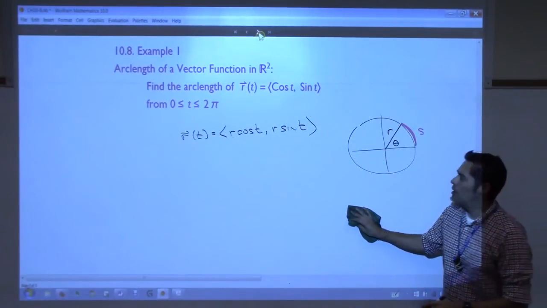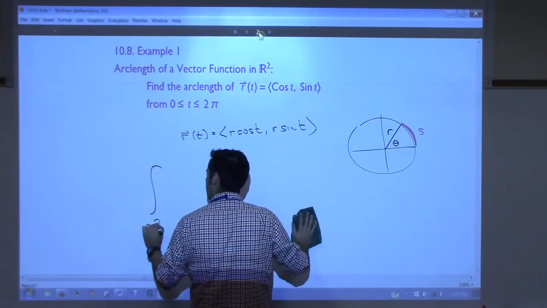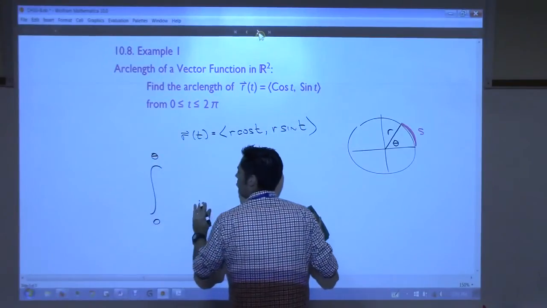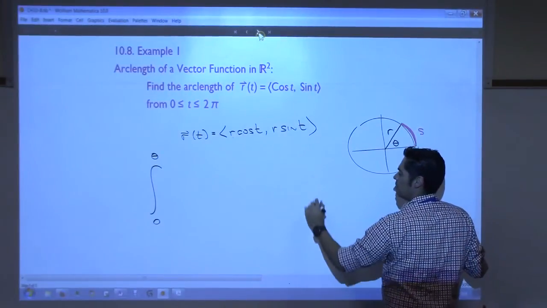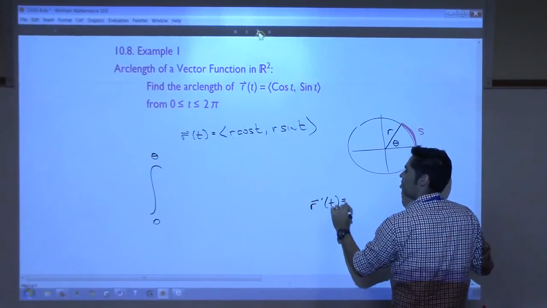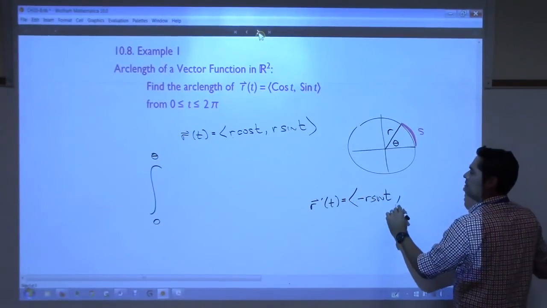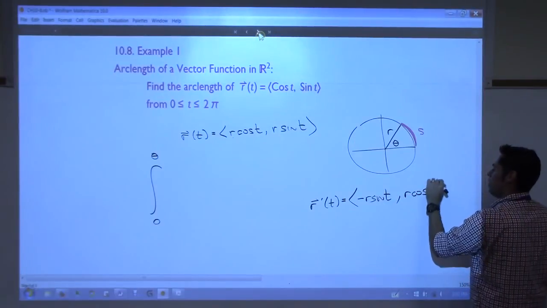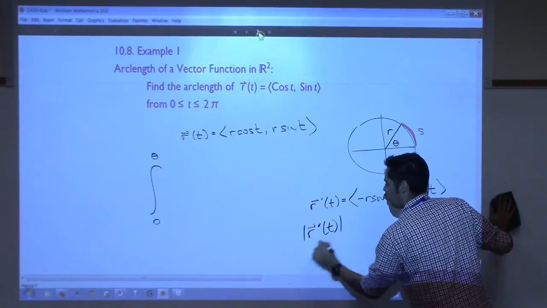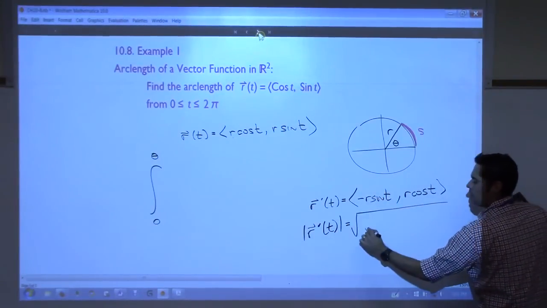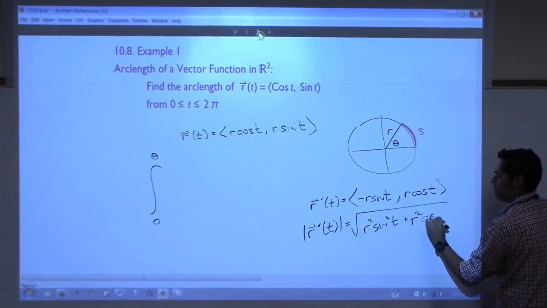Right? If I wanted to find the length, that length right there, I would still go integral, 0 to theta, right? And I'd need to find the magnitude of the derivative of that. So let's do a quick derivative on that one. What's the derivative? Negative r sine t, right? And then r cosine t. What's the magnitude of that? Square root of r squared sine squared t plus r squared cosine squared t.